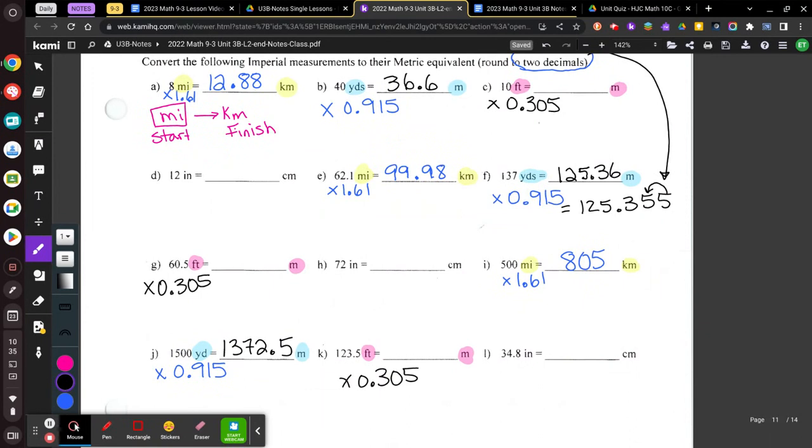60.5 times 0.305. This one's going to give me 18.45. We get 18.4525. The 2 doesn't make the 5 do anything. Okay, so watch your rounding. The one on the very top right, letter C, we skipped by accident. This one's going to be 3.05.